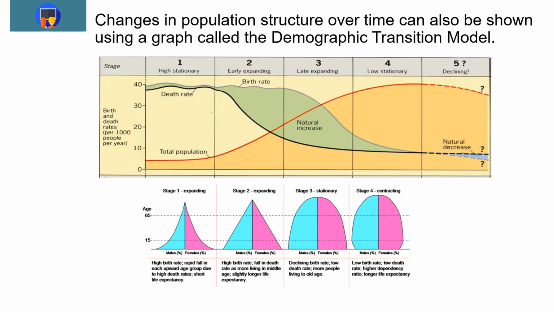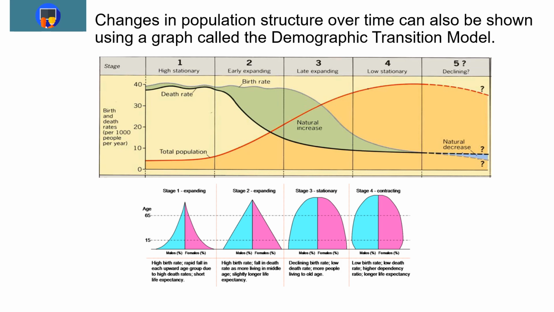Underneath the demographic transition model graph, we have got some population pyramids that match the 4 main stages of the model. What we can see using the graph is that in stage 1 it says high stationary. I can see that there is a high death rate and a high birth rate. I can see that the total population is low. If I look at the population pyramid at the bottom, I can see the population pyramid has a really wide base.